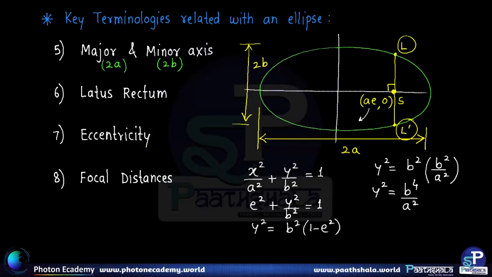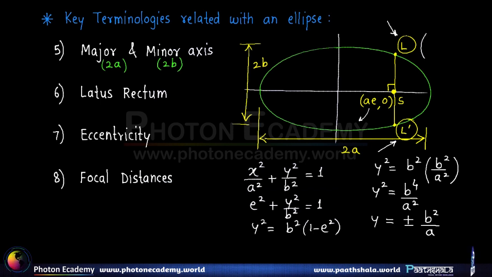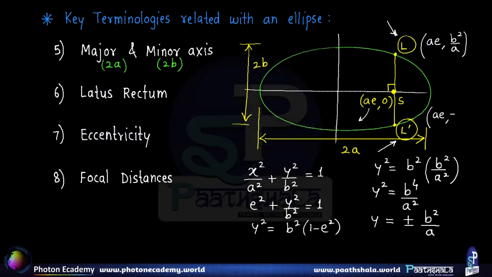So taking the square root, we have y is equal to plus or minus b square upon a. The plus sign indicates the upper extremity and minus sign indicates the lower extremity of the latus rectum. So clearly the coordinates of L, that is the upper extremity, are AE comma b square upon a, and for L dash they are once again AE, because L and L dash both have the same x coordinate, but the y coordinate will be the negative.